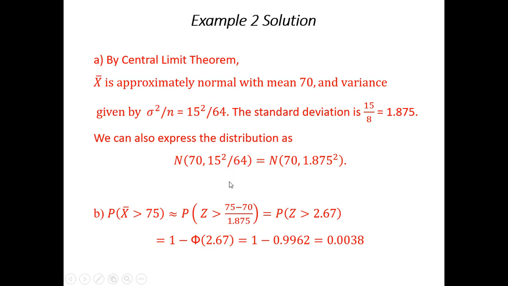For part B, we're interested in the probability a sample mean out of this underlying set is greater than 75. So we know x bar is approximately normal. So we could approximate this by finding the probability Z is greater than 75 minus my mu, which is 70, over the adjusted standard deviation, right? We took care of that up here. So we have 1.875. So this fraction simplifies to 2.67.